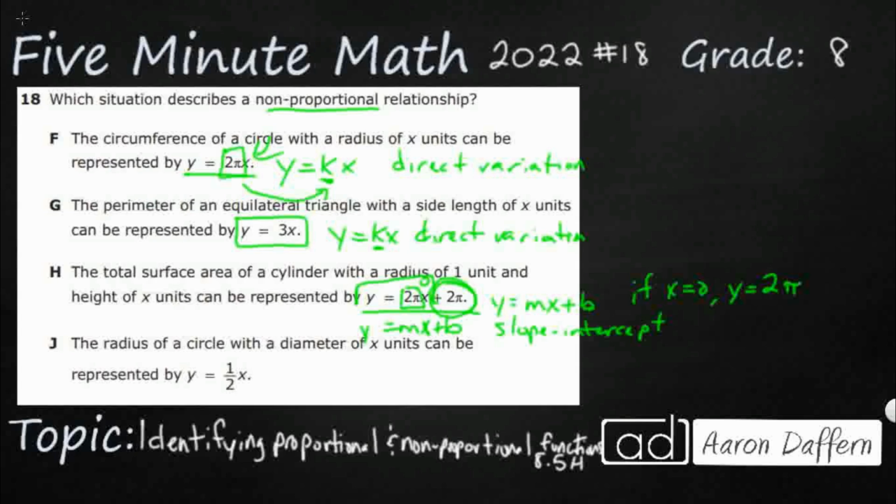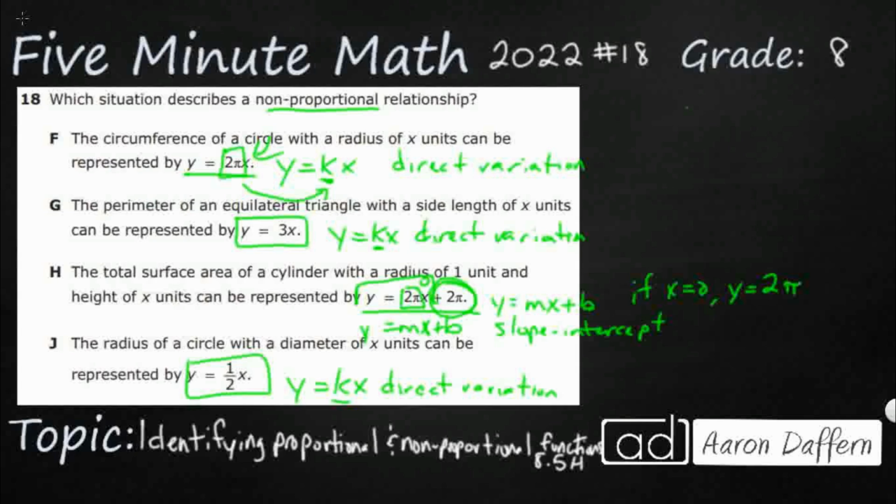And then the radius of a circle with diameter of x, yeah, that looks the same. Look at this, y equals kx. That half is your constant of proportionality. This is also direct variation. All right, so even without looking at anything, we can tell that one is definitely different.